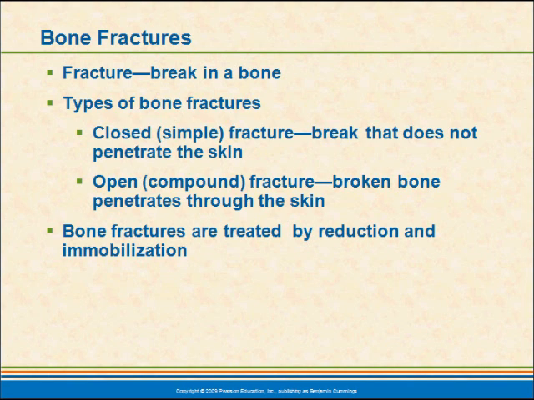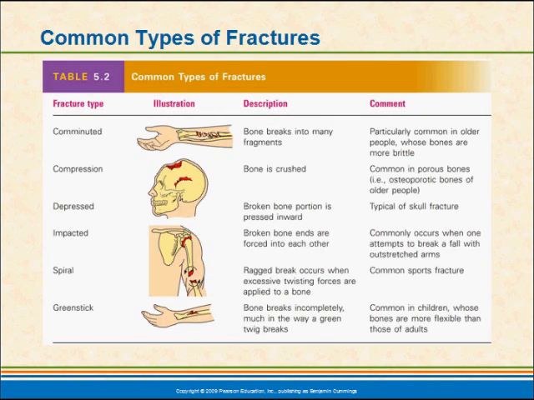Sometimes we can just line these up. Sometimes we have to put plates in. It depends on the severity of the fracture. But either way, we ultimately have to immobilize the bone to allow healing to occur. We have to allow these osteoblasts and osteoclasts to come in and repair this damage. Now, we're going to talk about how that repair occurs in a minute, but first I want to tell you a little bit about some common fracture types.